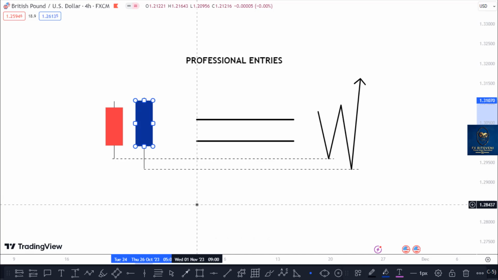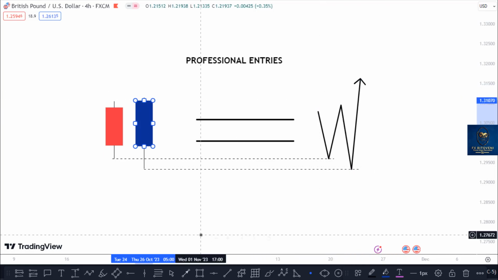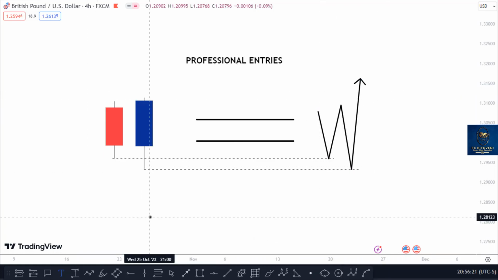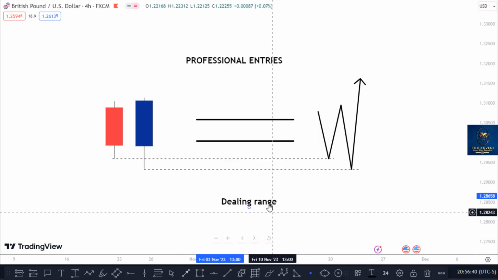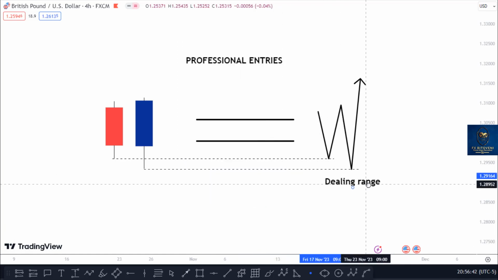To see if you can find a dealing range. So what is a dealing range? A dealing range is a range that is created after manipulation, and that range is an institutional range. Institutions are going to use that to drive price higher or down. So understand that. This is going to be your dealing range.